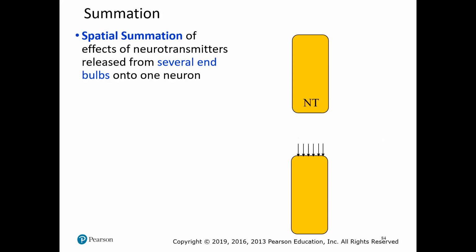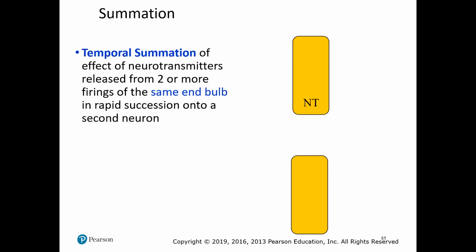We're either going to get closer to threshold and hit threshold, or we're going to go further away from threshold. Now that's spatial because it is multiple locations in space giving us this release. Now temporal is timing. With temporal, we release the neurotransmitters rapidly from the same terminal. Like this. We keep firing the terminal to release the neurotransmitter again and again and again.